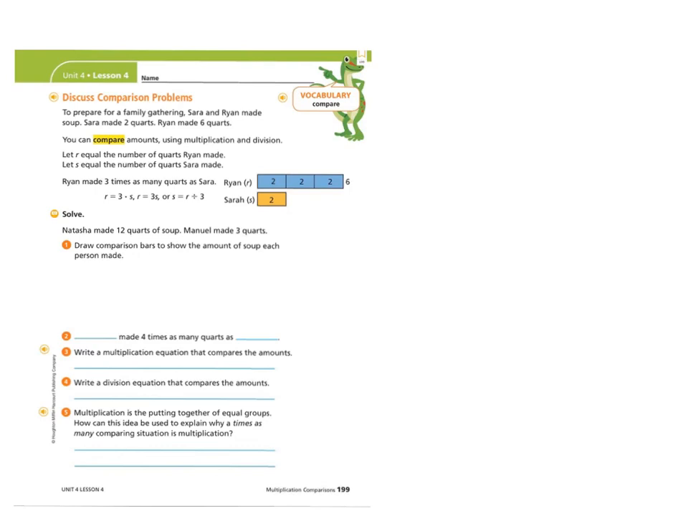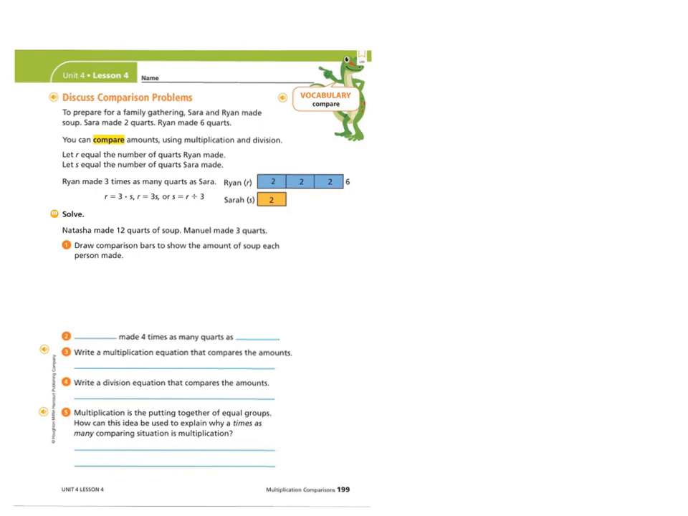Let's get started. Our first problem, I'm going to read together. It says, to prepare for a family gathering, Sarah and Ryan made soup. Sarah made 2 quarts, Ryan made 6 quarts. You can compare amounts using multiplication and division. Let R equal the number of quarts Ryan made. Let S equal the number of quarts Sarah made. Ryan made 3 times as many quarts as Sarah. You can see the 3 equations for this problem written out below.